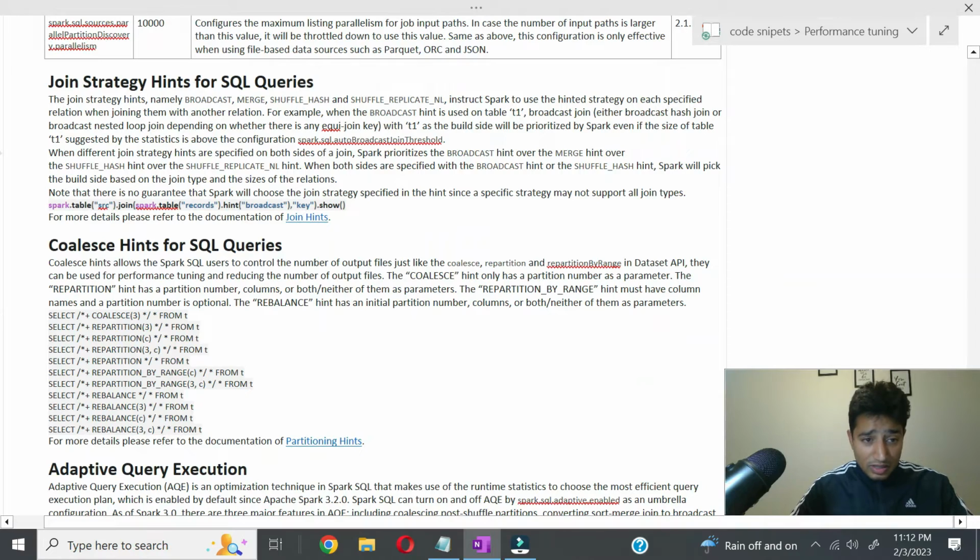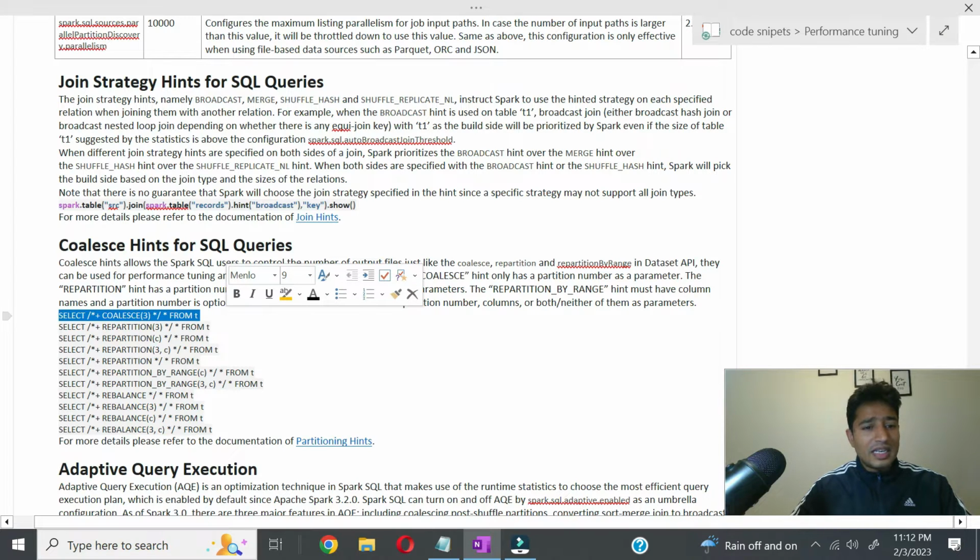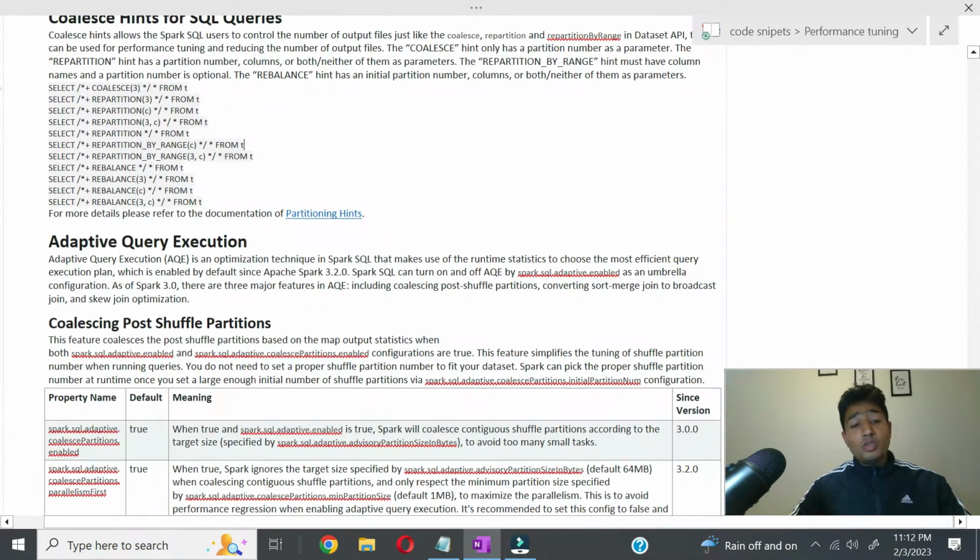You can use it in data frames like this, or you can use it in SQL like this. Select, then slash, then coalesce, repartition, rebalance, whatever you want to use. The most important bit which I want to cover is adaptive query execution. This is a brand new feature in Spark 3.0.